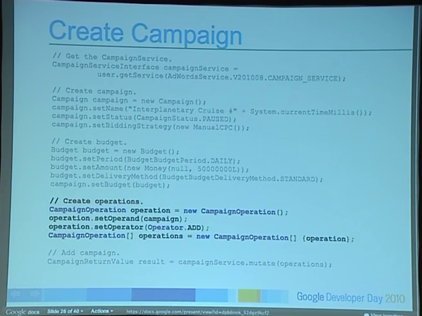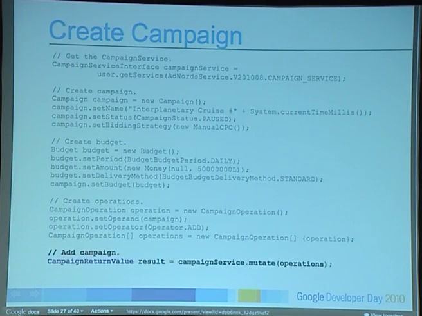Sorry. In this case, you add the operation to the list of operations. You can have more than one operation in the same call. And then you call the campaign service, you call a mutate function that performs all the operations that you have in the list.